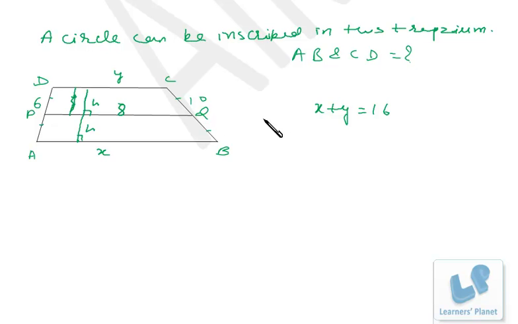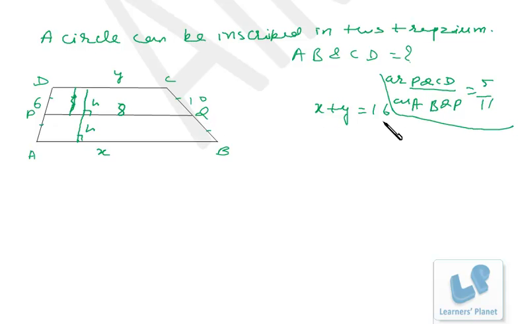Sorry, friends, I forgot to mention one thing. The ratio of the areas of PDCQ and APQB is given as 5 by 11. Right? I forgot to mention that. PQCD by APQB is 5 by 11 in area. That's given, right? This we have found out.